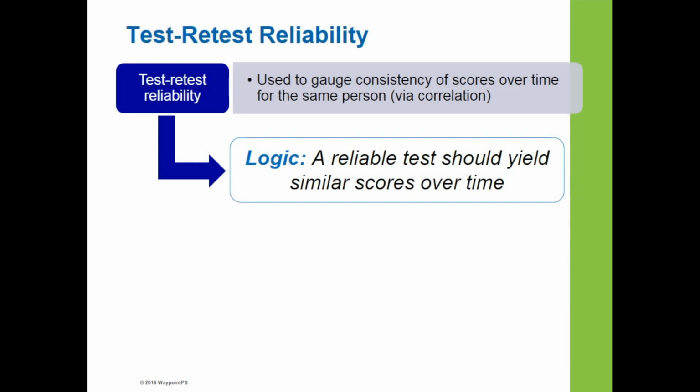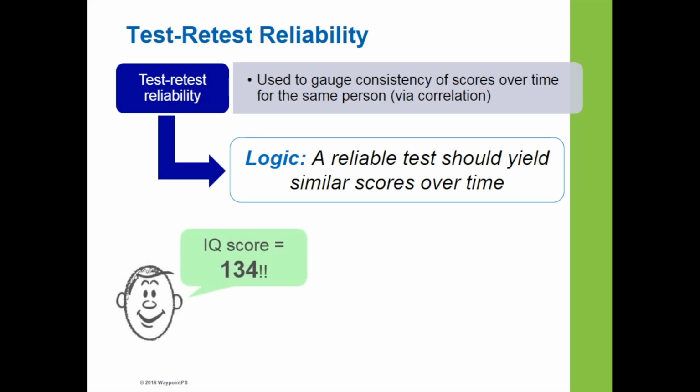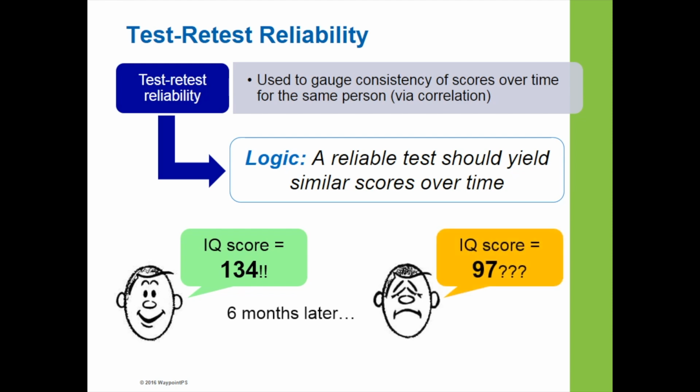The first type of reliability is called test-retest reliability, and this one is used to gauge consistency of scores over time for the same person or group of individuals. The logic behind this type of reliability is that a reliable test should yield similar scores over time. Let's say you took an IQ test and got a 134 at one point in time, and then 6 months later you took the same test again but got a 97. Would you think this test was reliable? I think not.